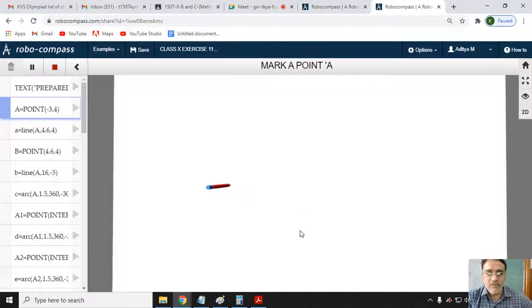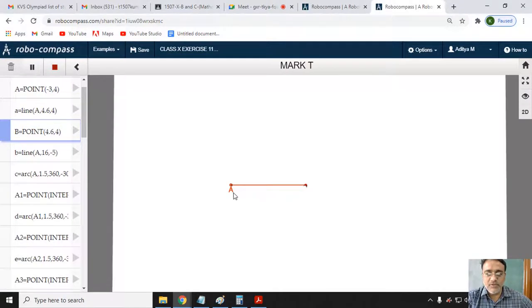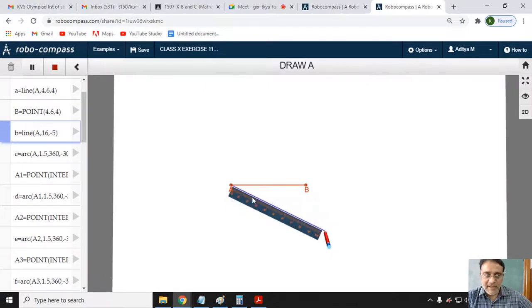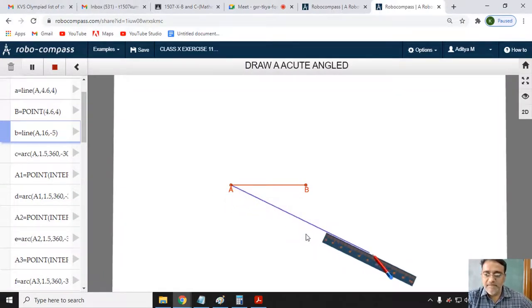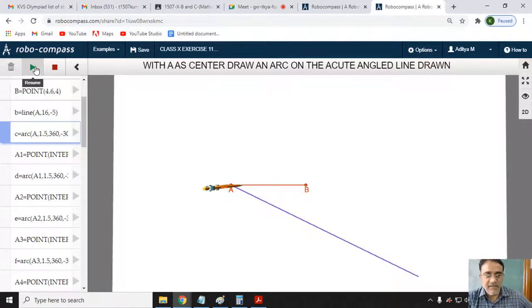We are going to draw 2 points A, और A से हम लोग एक लाइन ड्रॉ कर रहे हैं 7.6 सेंटीमीटर. Okay, now we'll take this point as B. Now I'm going to draw one acute angle. Okay, acute angle. Now how many equal parts we have to divide? 13. 13, very good, 13.